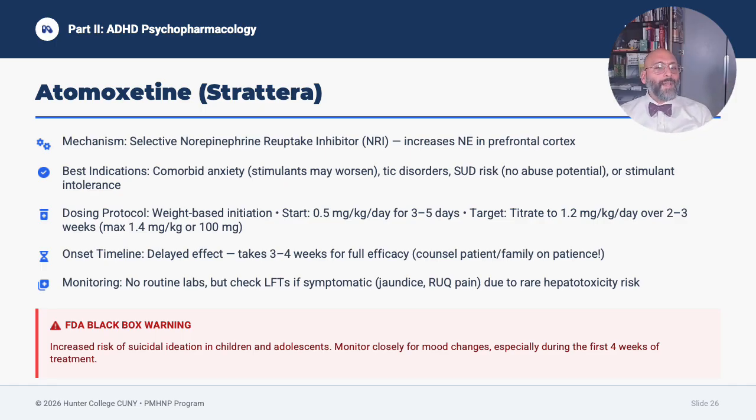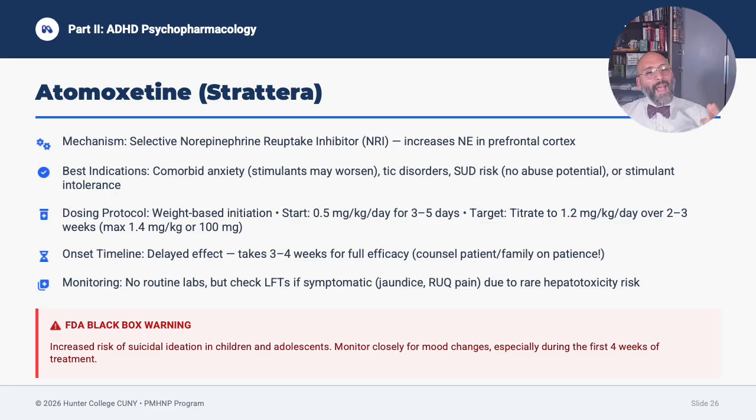Atomoxetine dosing is weight-based. So you typically start at 0.5 mg per kilo per day. That's for about 3 to 5 days. And then you can up titrate to 1.2 mg per kilo per day over a 2 to 3 week period. There is a ceiling. The ceiling dose is 100 milligrams or 1.4 mg per kilo per day, whichever comes first. This is not a medication you rush through. This is not a fast titration because you'll increase side effects without improving outcomes.